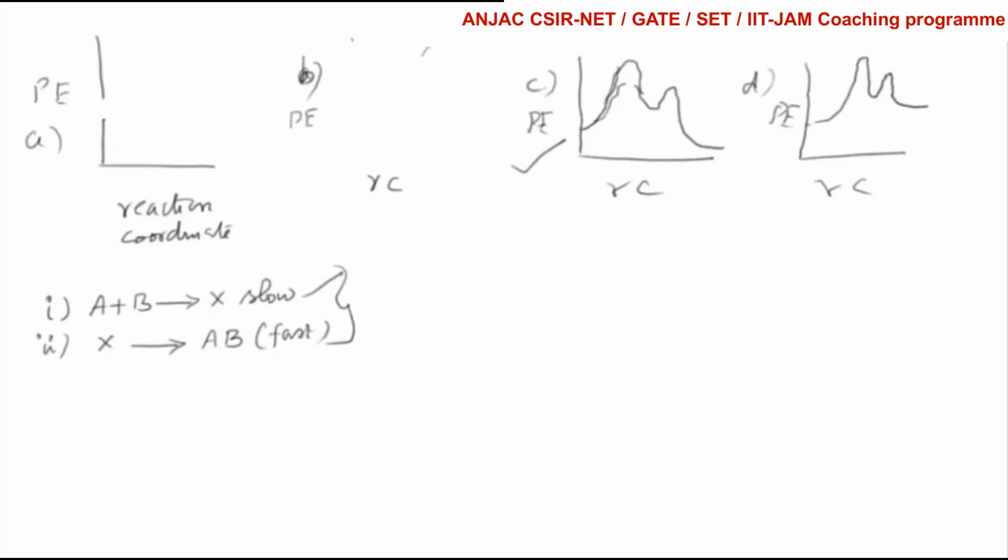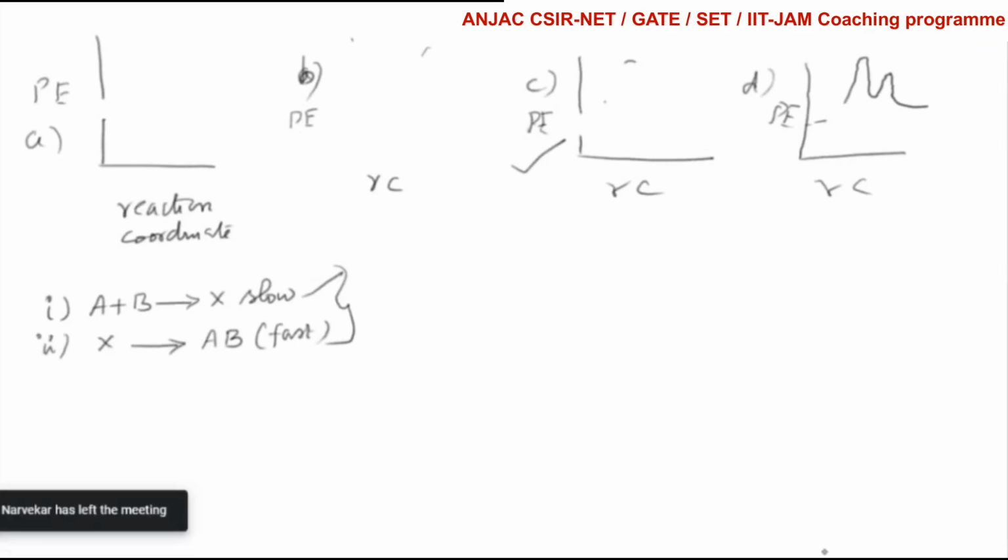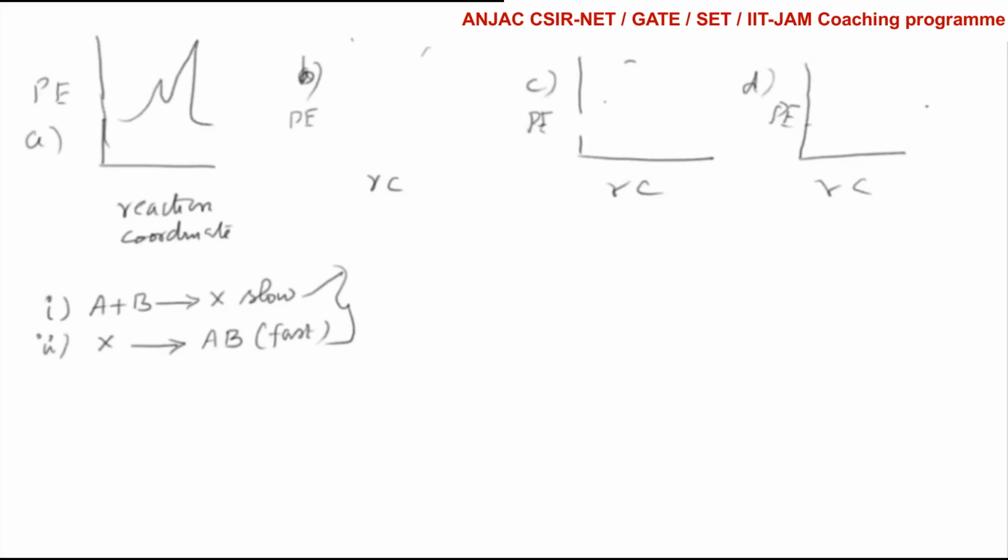Which proceeds through two steps, with the second step as the rate determining step. Write down the options. Which is the correct answer? A or B or C or D? D. D is the correct option.